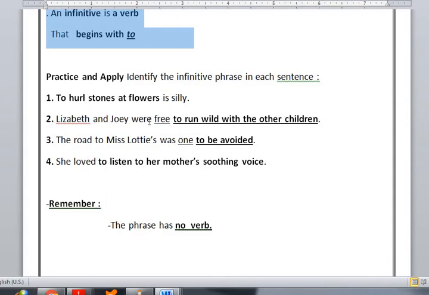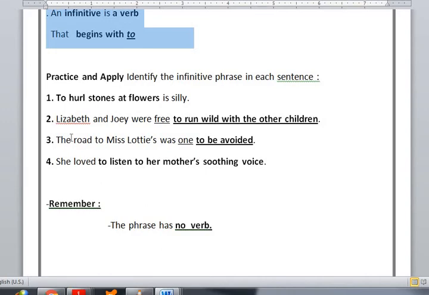Number 2. Elizabeth and Joy were free to run wild with other children. What does the infinitive phrase start with? To. This is our clue, our sign or signal to find the infinitive phrase. Find to. Yes, to run. To plus verb is the infinitive phrase. And move on: to run wild with the other children. Is there any verb here? No. It's only to plus infinitive. So all this we consider the infinitive phrase.